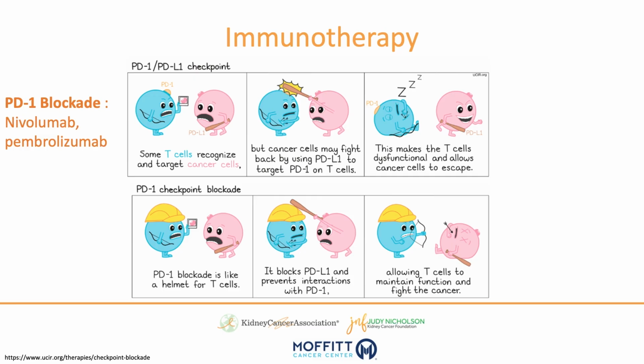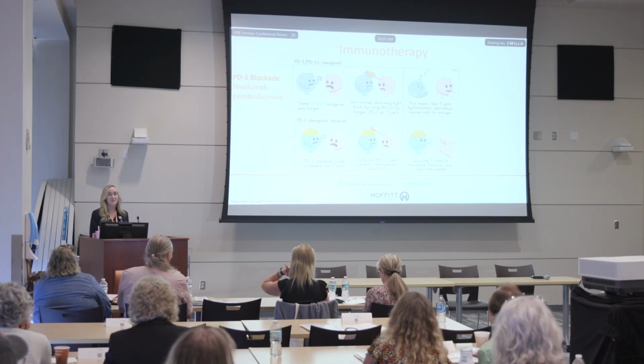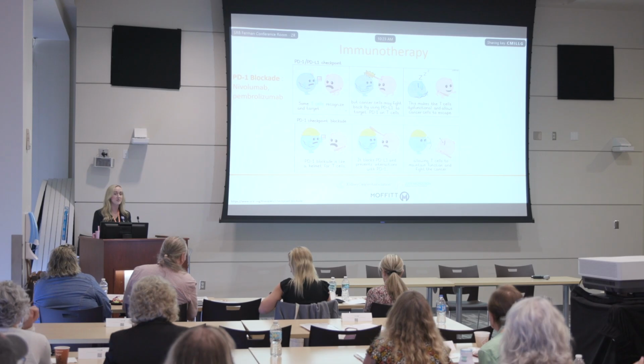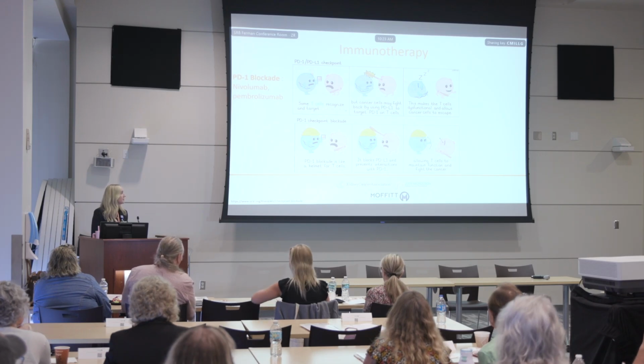So when we use medications like the PD-1 inhibitors, like pembrolizumab or nivolumab, they block the binding of that cancer cell to the T cell. Think of it almost like a little hard hat on the T cell, on your immune cell. That prevents the cancer cell from blocking the T cell from working the way that it should. You can see there at the end, the T cell is actually killing off that cancer cell because it has that ability due to the blockade.